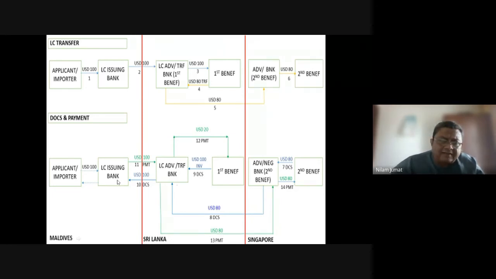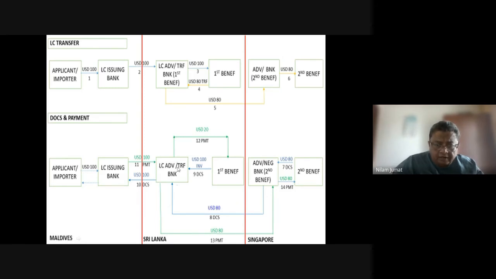So when the LC issuing bank gets the LC for $100, they can debit Ali's account and send the money to Banda. But if Ali has no money, it does not matter. Bank of Ceylon has to pay. I told you, LC is an undertaking; it does not matter whether Ali has money or not, right? So the Bank of Ceylon will use their funds or debit Ali's account and send $100 to Sri Lanka, to People's Bank.